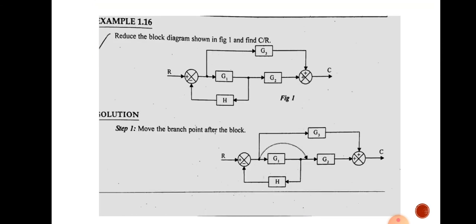And the question is that reduce the block diagram shown in figure 1 and find the gain C by R. So we have to find out C by R, that is the transfer function. So it is given R is the input, C is the output, and C by R is the transfer function. Okay, output divided by input is the transfer function. So look at the circuit. You know that it contains different paths and different summers and different blocks, and there are feedback paths also. How many feedback paths are there in the question? There is only one feedback path, right?